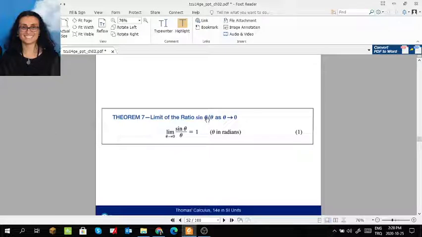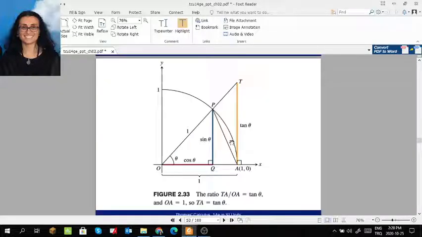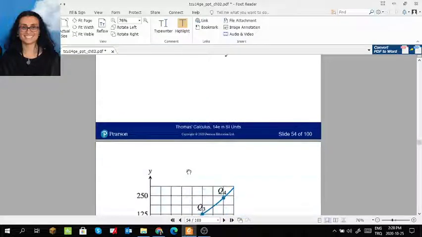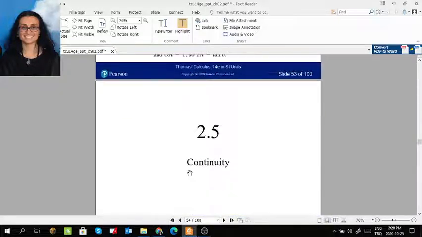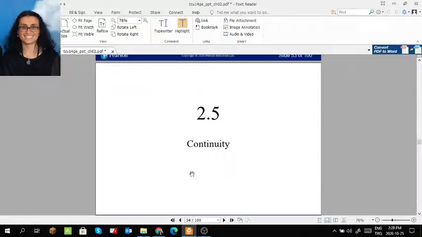So we actually give this as a theorem: the limit of the ratio sine theta over theta as theta goes to 0 is always 1. Here theta is in radians. This is kind of a geometric proof of that. Yeah, so I want to stop here, and then I will continue with section 2.5 in the next recording.